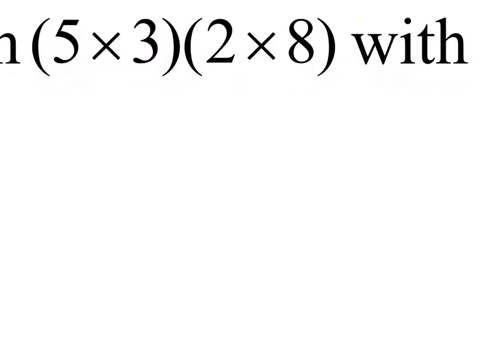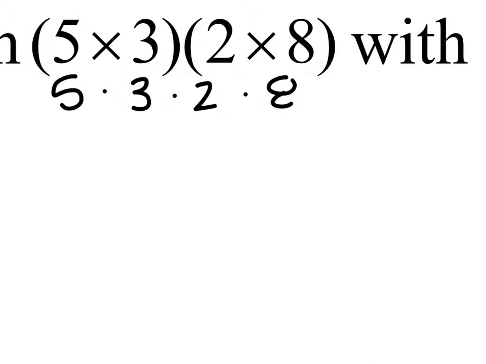So 5 times 3 times 2 times 8. If we solve this one just straight across, it may cause some problems because the order of operations would make us 15 times 16. But we can change things a lot. Because everything is multiplication, this is really 5 times 3 times 2 times 8.